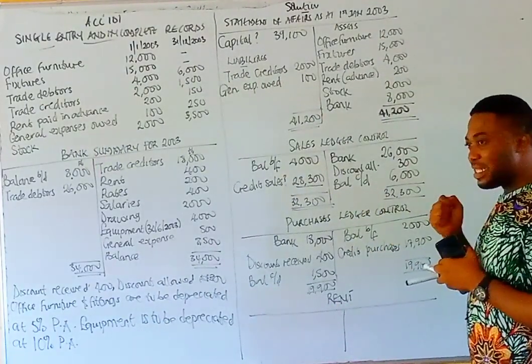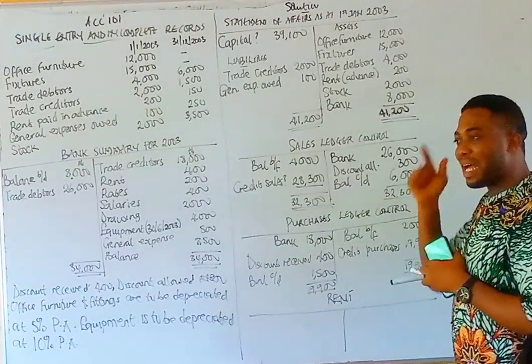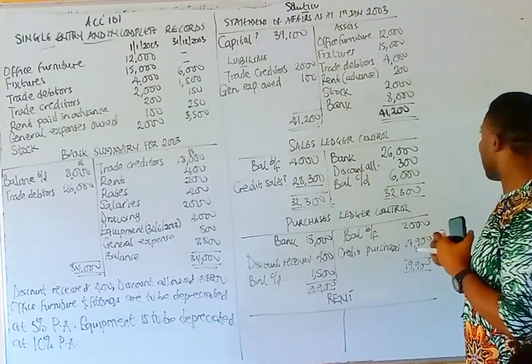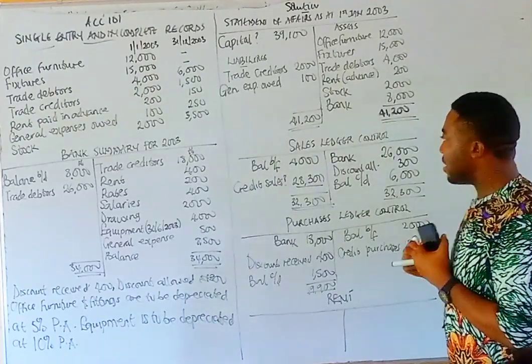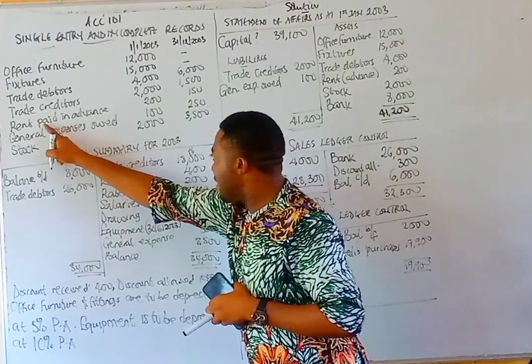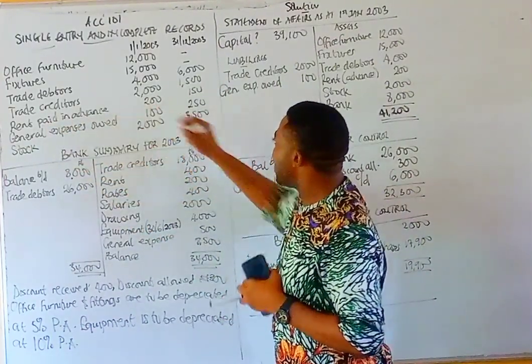Now rent. Rent is an expense. All expenses have a debit opening balance. Okay? So now we will start. Okay, let's start from here. Rent paid in advance. Now what?